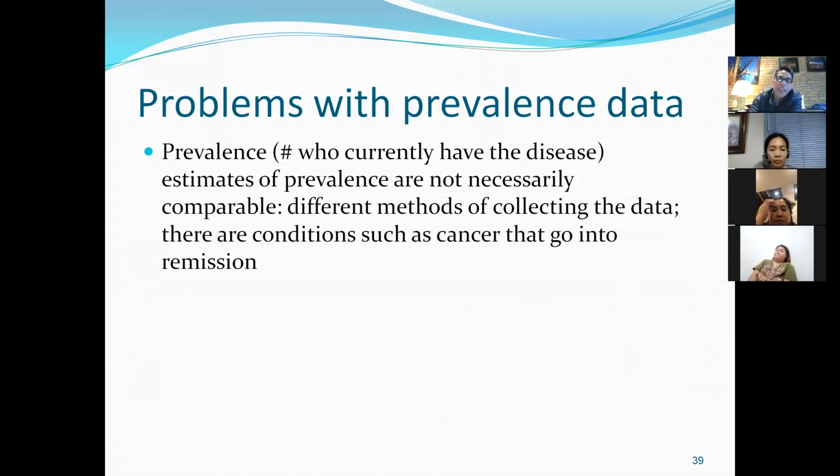When you say, what is the prevalence of breast cancer? Well, the ones who get into remission, are you going to count those people? That still remains debatable, and nobody really tackled that question. They still include the ones in remission as prevalence.